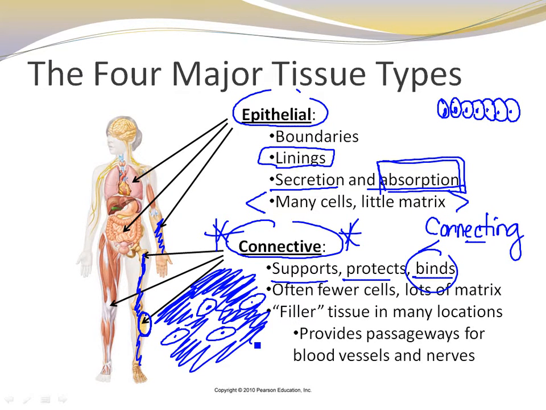Another role for connective tissues throughout the body: they tend to provide passageways, because they play a filler role in a lot of locations. By providing filler, they provide passageways for little tiny blood vessels and little tiny nerves that have to supply all these different body locations.